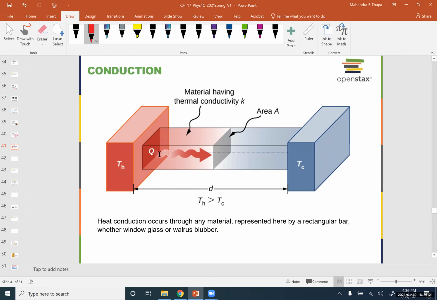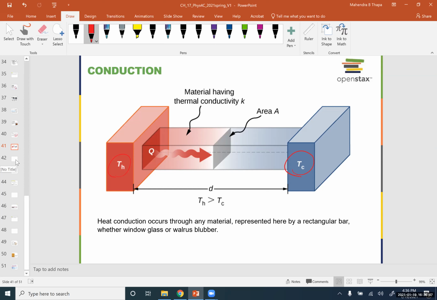Let's start with the conduction. In conduction, say one side has high temperature TH and the other side has low temperature TC, and the distance between the two objects is say D. Then heat will flow from high temperature to low temperature. Let's see what equation describes how this happens.